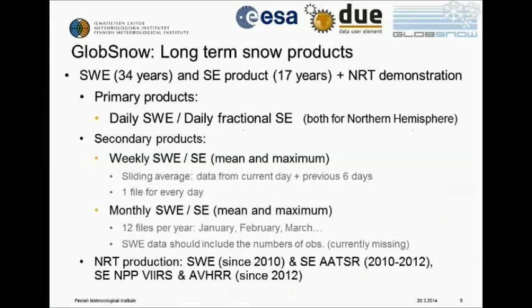I will discuss a little bit about these two different datasets we are producing. For snow water equivalent, SWE, we are using passive microwave radiometers. We are able to go back in time until 1979, so we're reaching about 34 years of time series. For snow extent, we use optical data from ESA satellites. We are going back in time 17 years, starting from 1995. The primary products are the daily datasets, so daily SWE and daily fractional snow extent. Secondary products are weekly and monthly composites, calculated from the daily products.